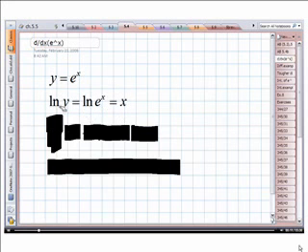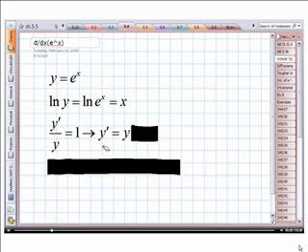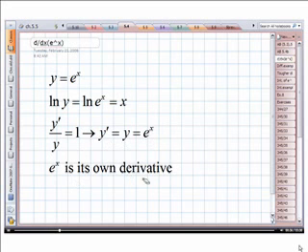The derivative of ln y will be y prime over y. It's 1 over y times the derivative y prime. And that would be equal to 1, because the derivative of x is 1. Therefore, if we multiply both sides by y, you get y prime is equal to y, and y is equal to e to the x, so therefore y prime is e to the x. So what we see is that e to the x is its own derivative. Now this is just one more rule we have to add to all the others we've learned for differentiation.